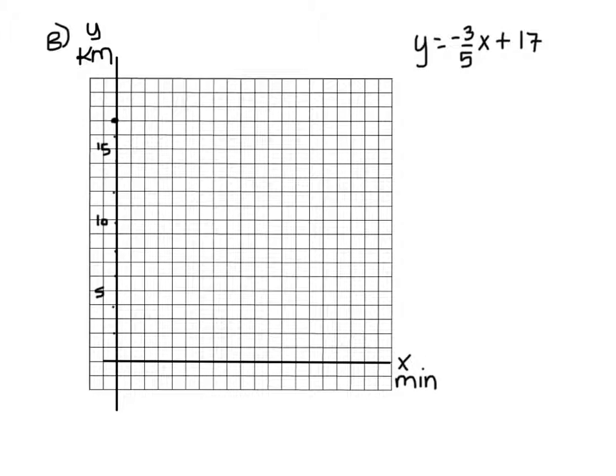So to graph this, I'm just going to plot the y-intercept, which is 17. Don't forget, this is what I plot first, the 17. Now I'm going to do the slope, which is rise over run. I have a -3 rise, so I'm going to go down 3/5, down 3/5, and that will be my graph.